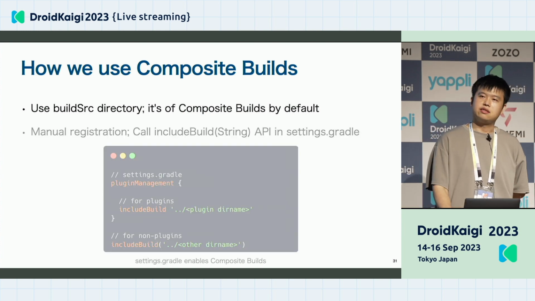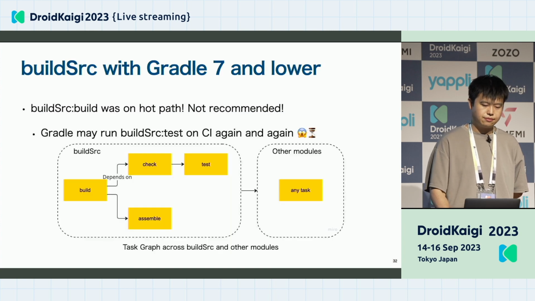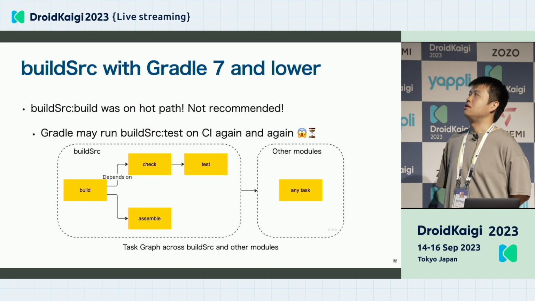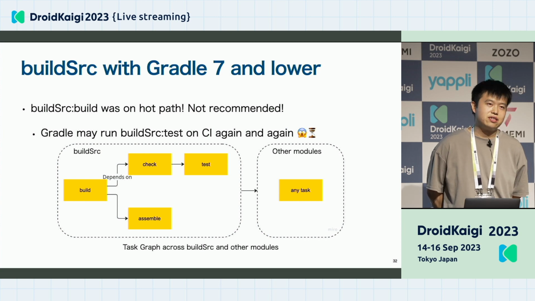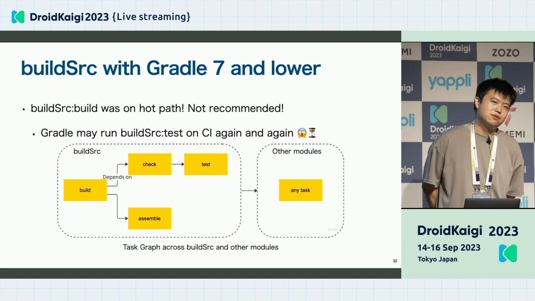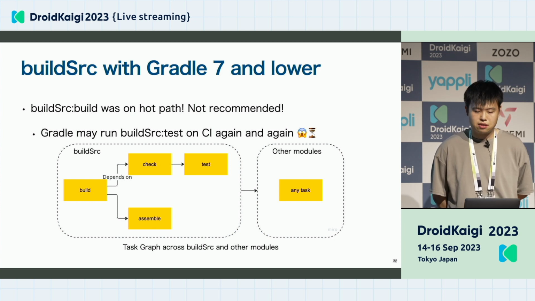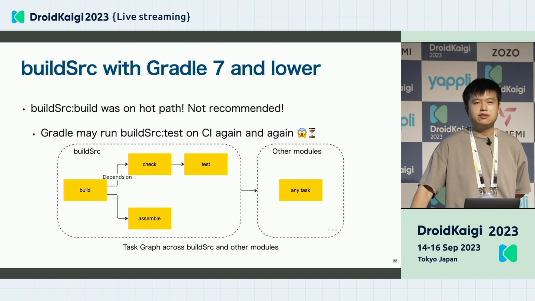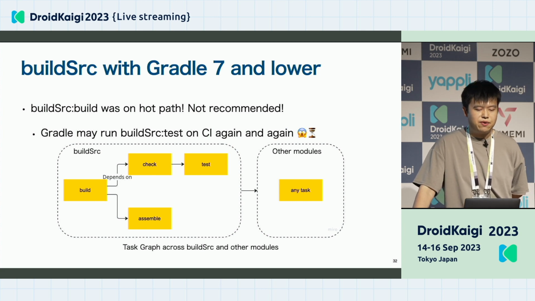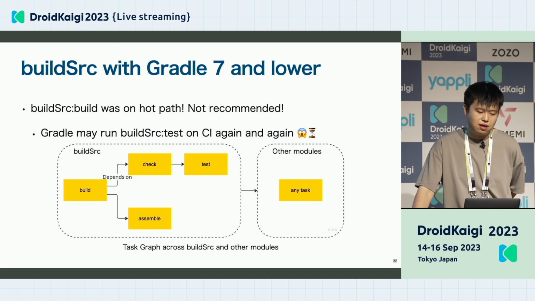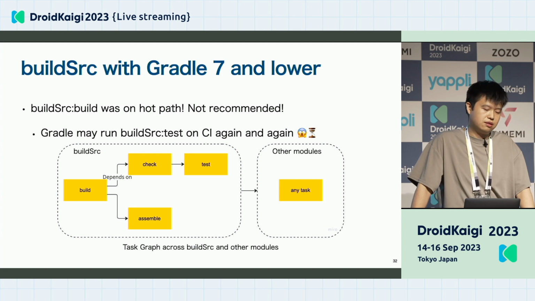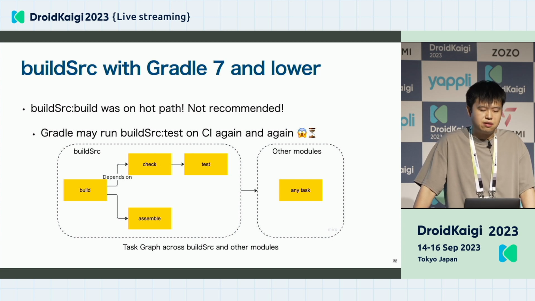Let's check the buildSrc directory first. The buildSrc directory's behavior has changed since Gradle 8. This is a breaking change. As for Gradle 7 or older, the buildSrc build task was on the hot path, so it would be frequently executed. In particular, Gradle may run the check task, which includes the test task, on CI again and again. So I do not recommend using this one, at least with Gradle 7 or older.